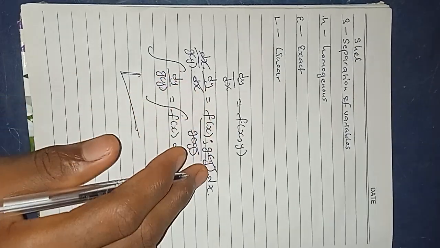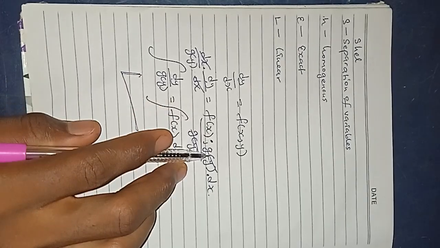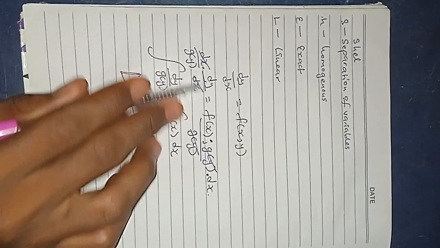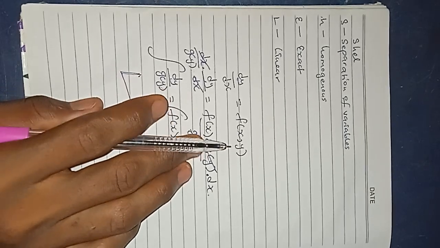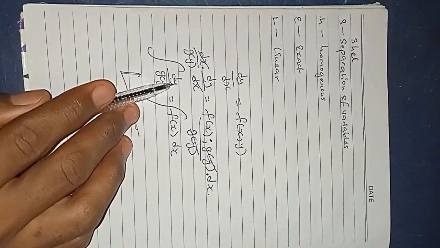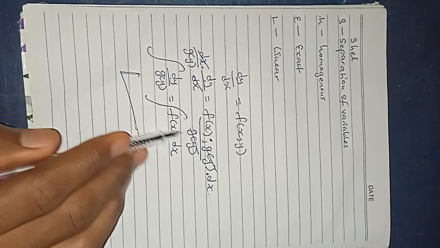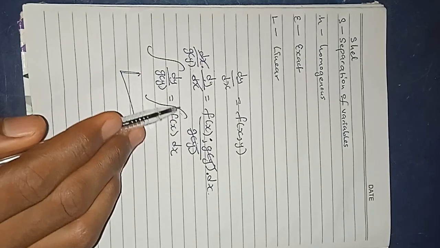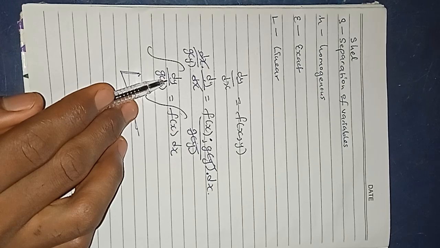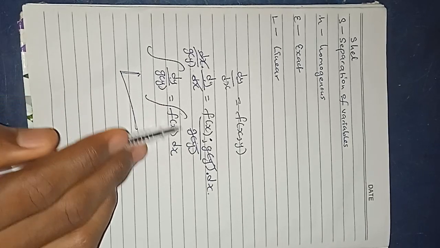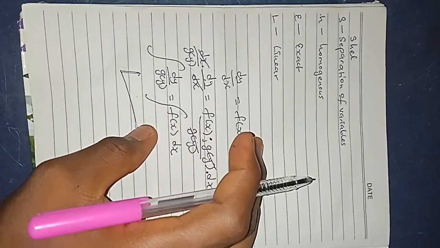Our first aim is to separate the variables. After separating, multiply both sides by dx and divide both sides by g of y. Our aim here is to make sure dy and g of y are on the left hand side, while f of x and dx are on the right hand side. Then after successful separation of the variables, integrate both sides. Whatever you get will be the general solution to the ordinary differential equation.